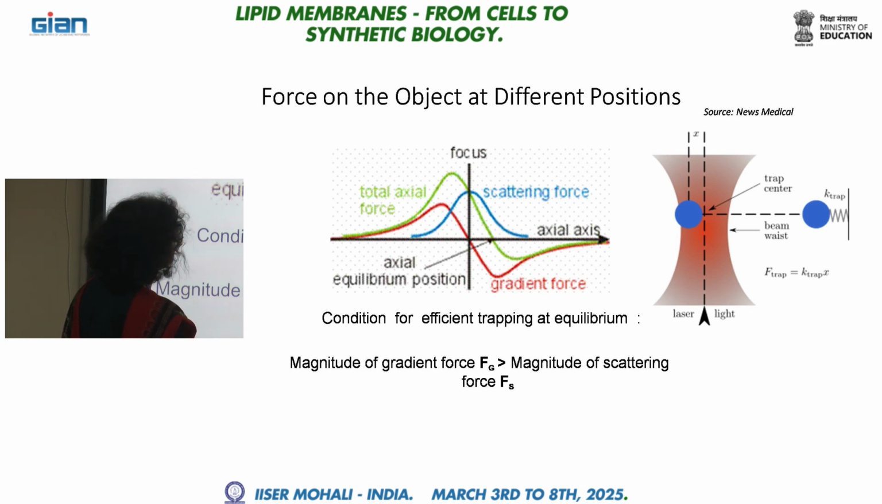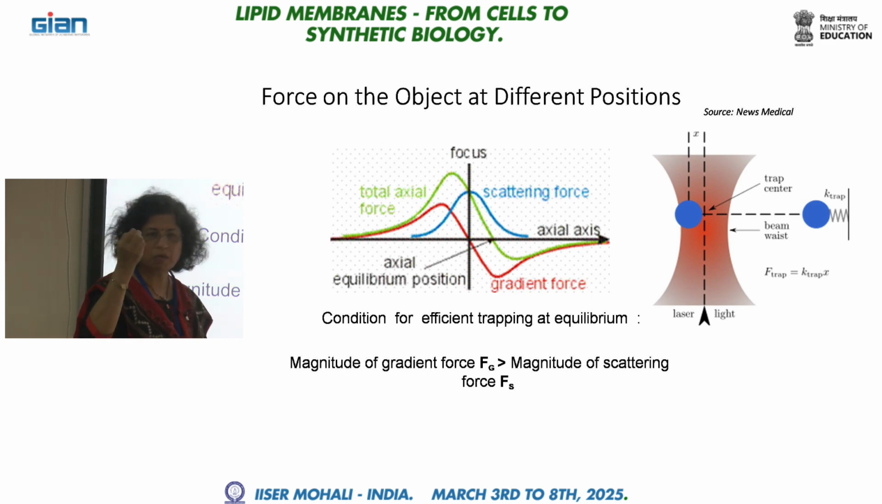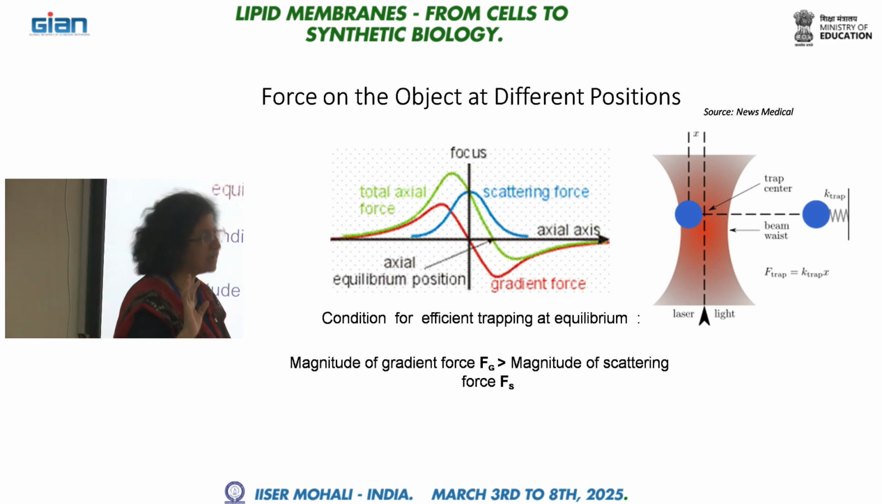So that is the position where it is going to get stably trapped. Okay, so this is how you would end up trapping a small particle using light.